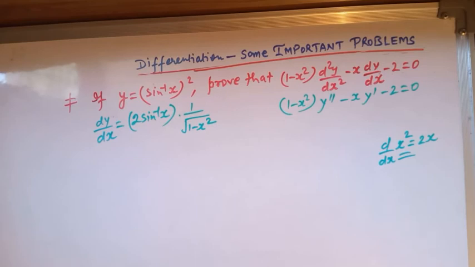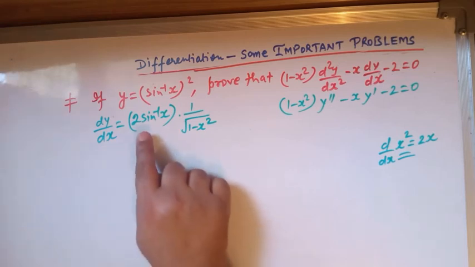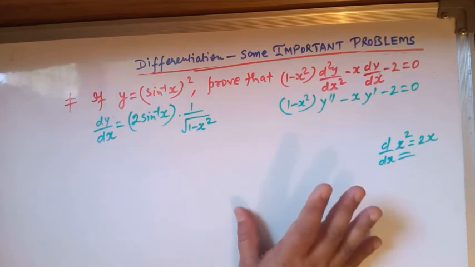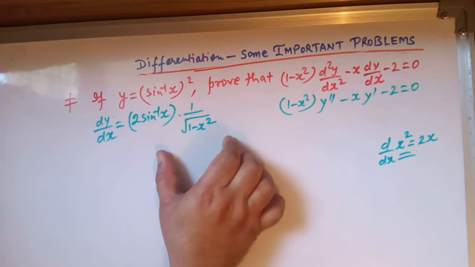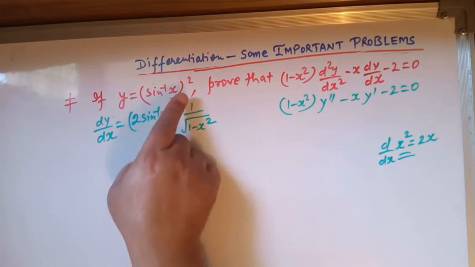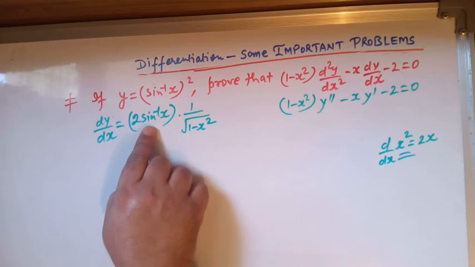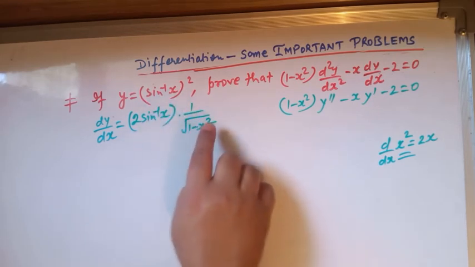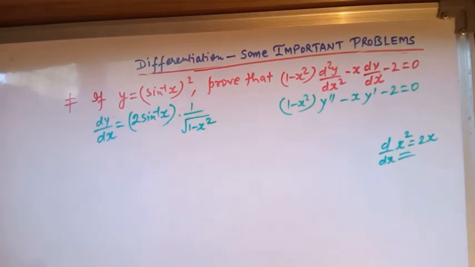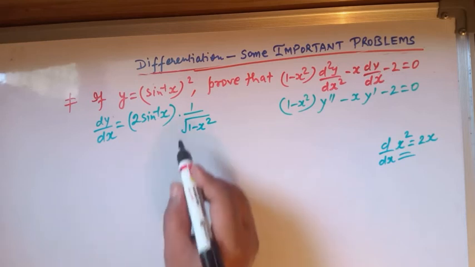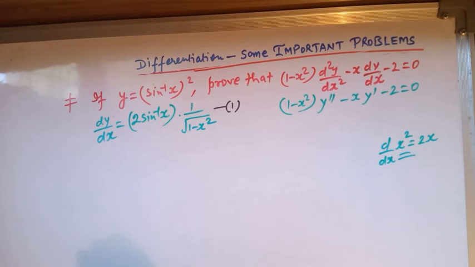Viewers, the concept of chain rule is very important, and you see here whatever questions we are solving, we are dealing with chain rule. Clear? So this is (sine inverse x) whole square, so the derivative is 2 sine inverse x. Then we differentiate sine inverse x with respect to x. The derivative of sine inverse x is 1 over square root of 1 minus x square. Now see, this is equation number 1.